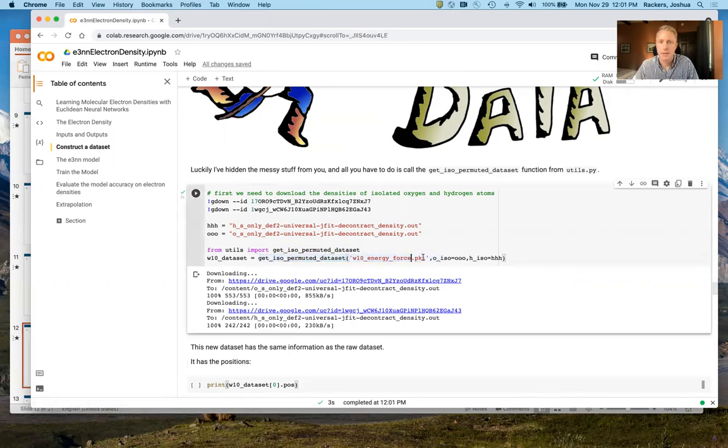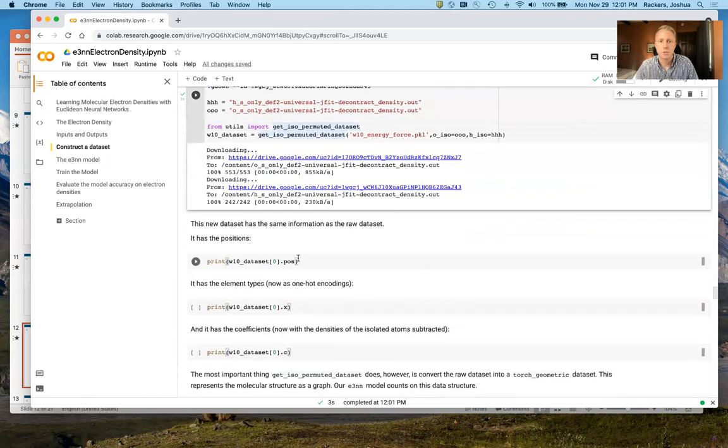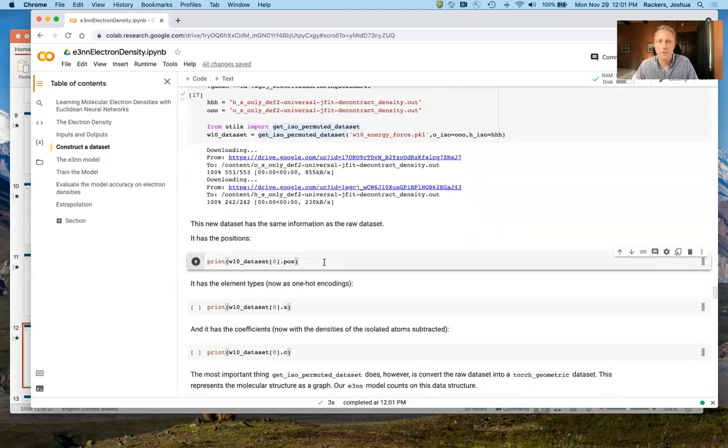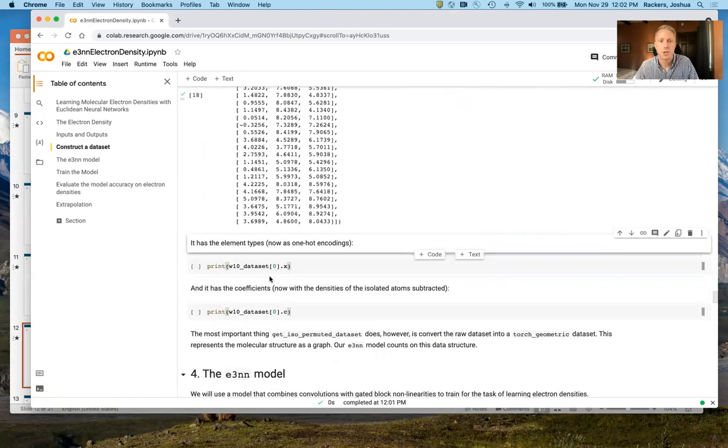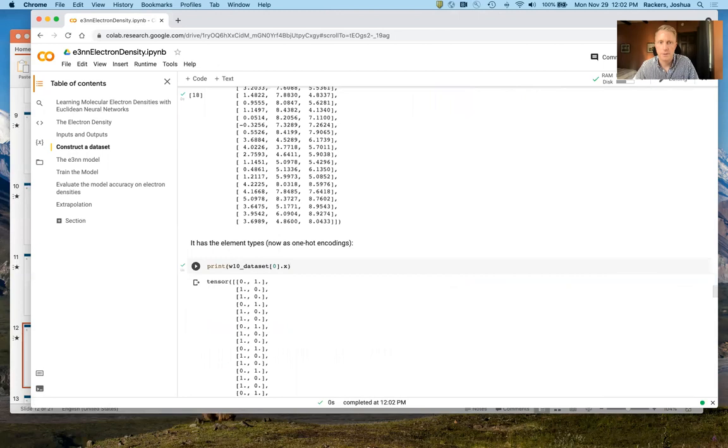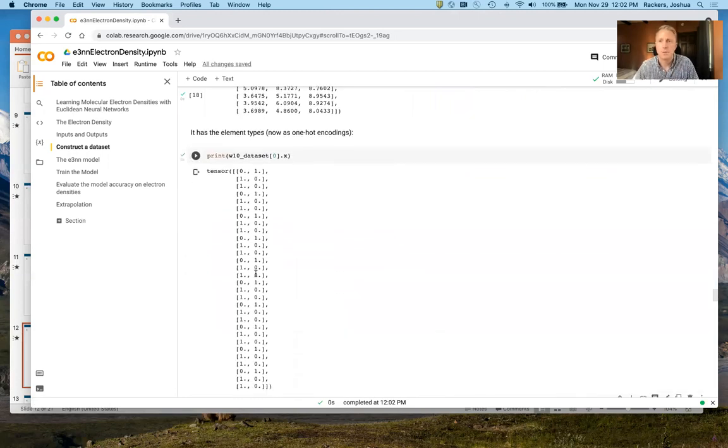We're feeding it this data set that we've downloaded, and we're also feeding it these isolated oxygen and hydrogen. But what we can see is that even after doing this, it's still got the same information, right? We still have our positions here. We still have our input atom types. I'll note that we're changing now.